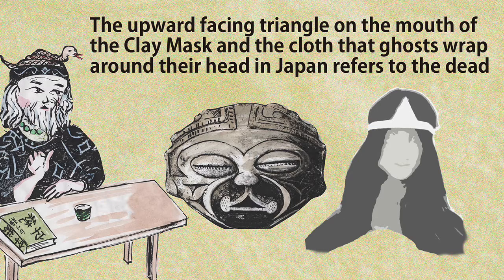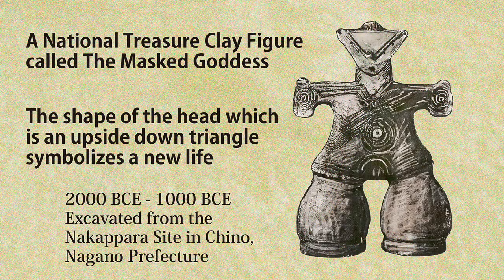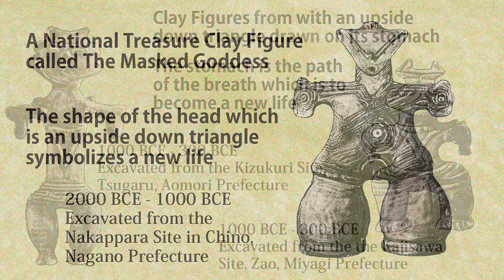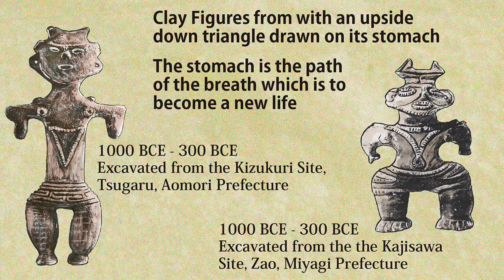Conversely, are there souls who represent new lives coming down to this world with a triangle pointing downwards? Of course. There is a clay figure which is a national treasure called the Masked Goddess, and her whole face is a downward pointing triangle. There are also clay figures with a downward pointing triangle on their bellies.